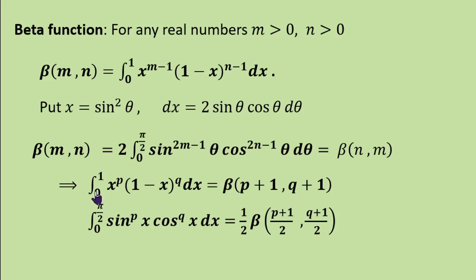The first one is integral 0 to 1 x^p (1-x)^q dx. The variable may be x or y or z or anything. If the integral is of this type, that can be evaluated by beta functions, that is beta(p+1, q+1). Similarly, integral 0 to pi by 2 sin^p x cos^q x dx is half beta((p+1)/2, (q+1)/2). For integral values of p and q, we have the reduction formula that we discussed in the first lecture. But for fractional values of p and q, this is useful: half beta((p+1)/2, (q+1)/2).